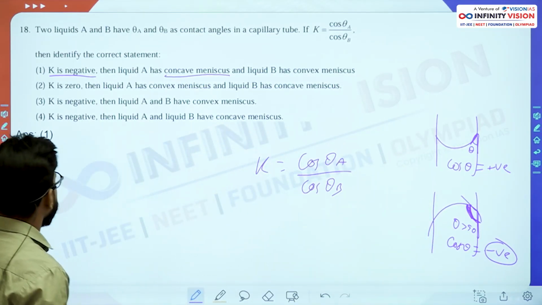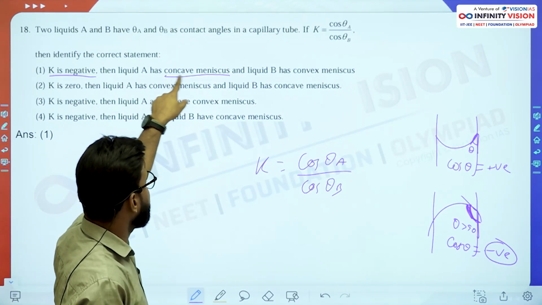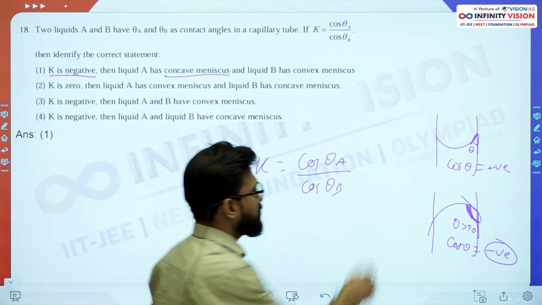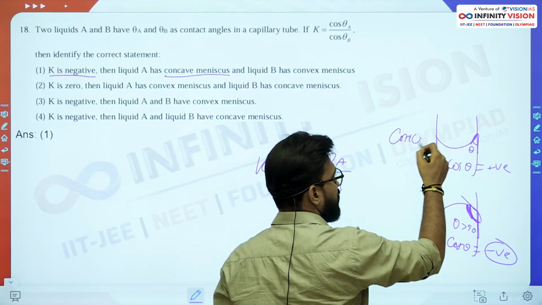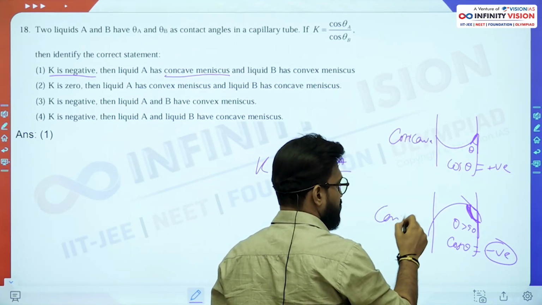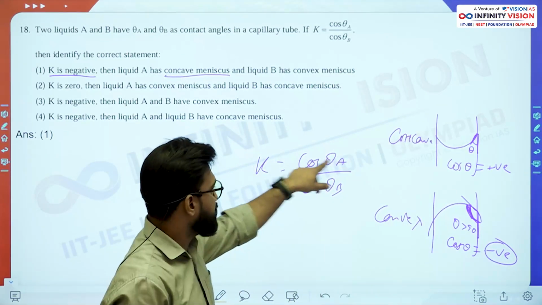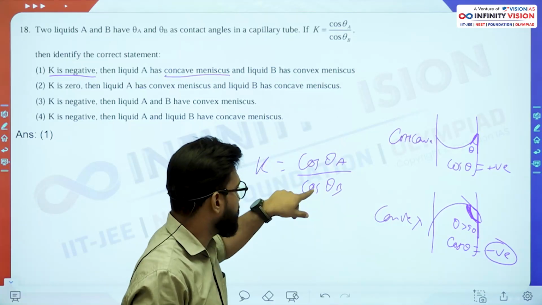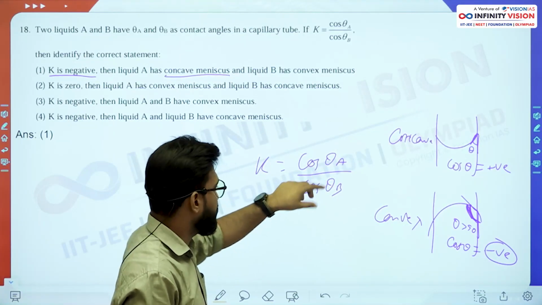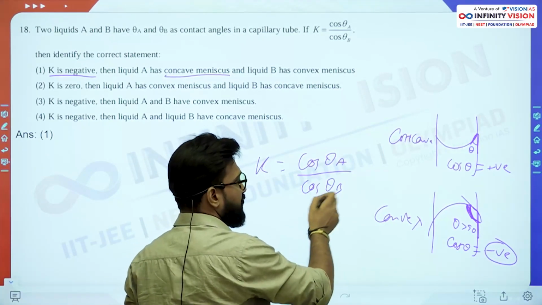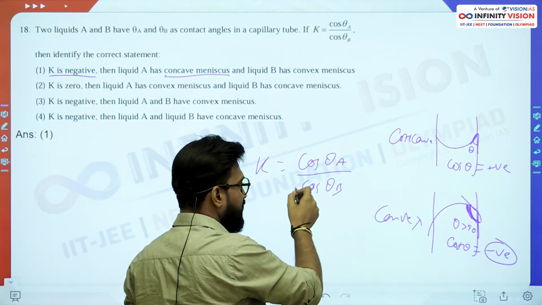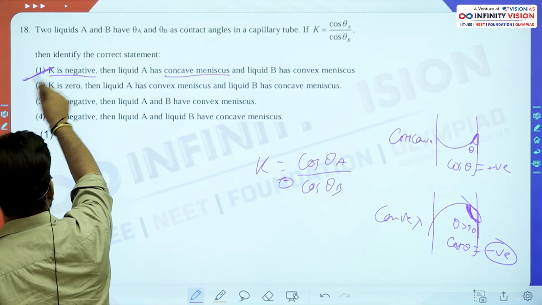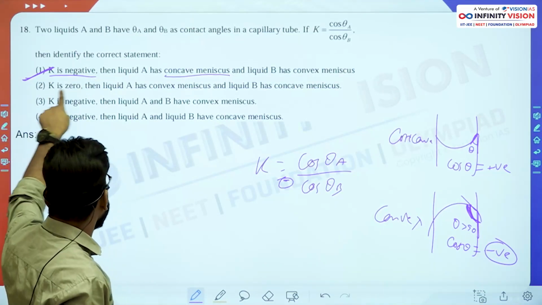So we're going to check one by one. If liquid A has concave meniscus, this is concave and this is convex. So that means this term would be positive, and liquid B has convex meniscus, that means this term would be negative. In this case, it is positive, it is negative. So positive by negative, again we get a negative value. So this can be true.